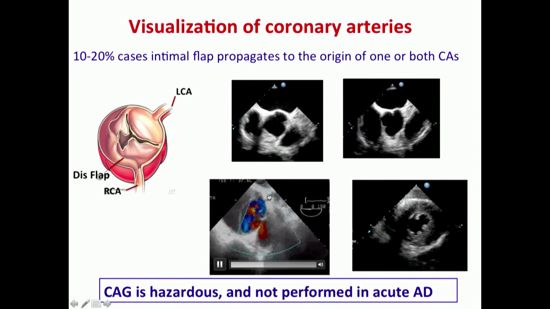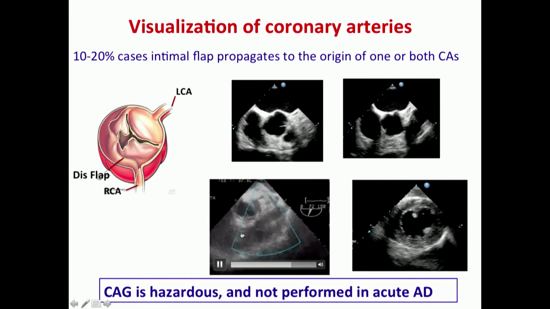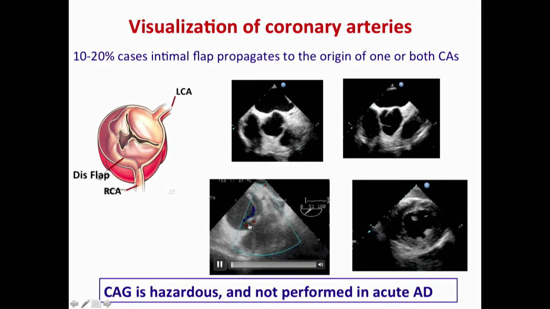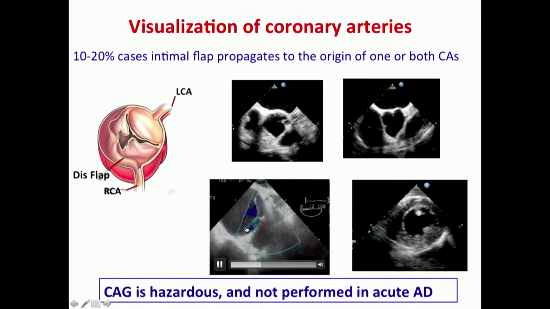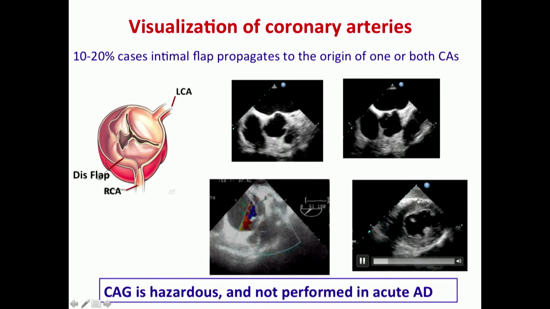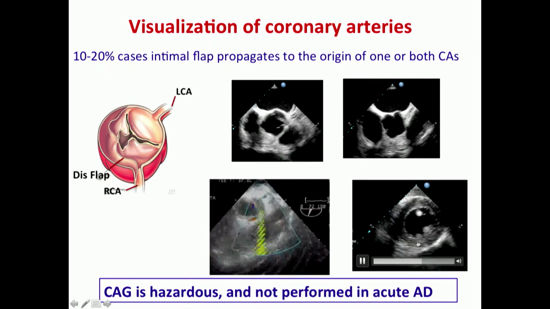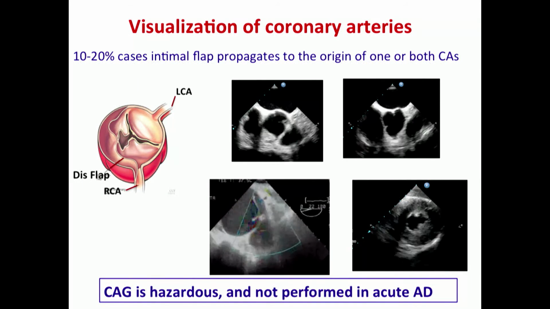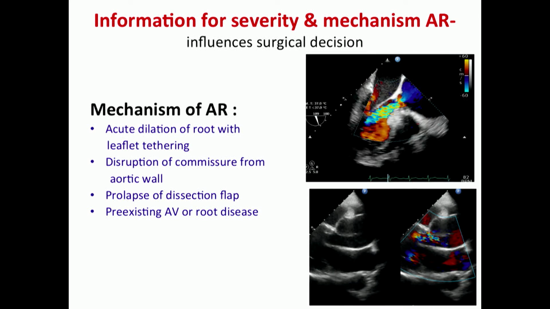The left coronary artery is arising from the true lumen, and I had a doubt about the origin of the right coronary artery, but somehow I could see in one of the views that it's arising from the true lumen. Moreover, I didn't get any wall motion abnormality in transesophageal as well as in transthoracic echo. So the visualization of the coronary arteries can be very easily done by transesophageal echo.